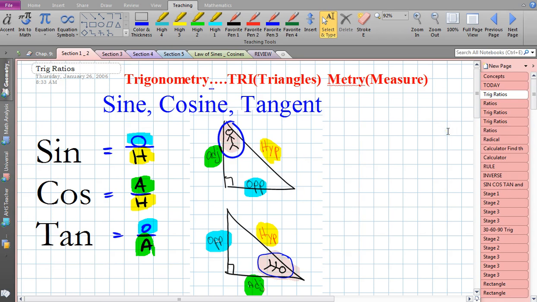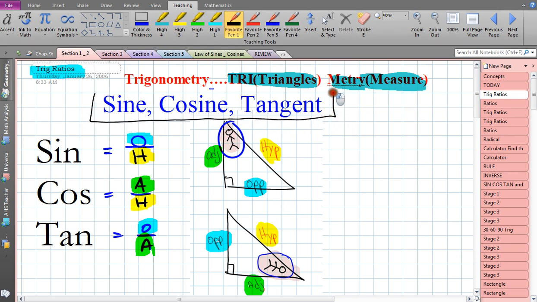Okay, let's learn about some trigonometry. So what is trigonometry? Well, the trig part, the tri part, we're talking about triangles, the shapes of triangles here, and then the metry part in trigonometry, we're talking about the measure. So basically, we're just going to be measuring triangles, and what we have is three trig ratios, and the three trig ratios are what we call sine, cosine, and tangent.